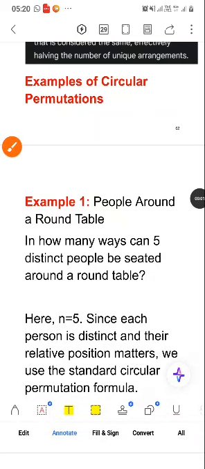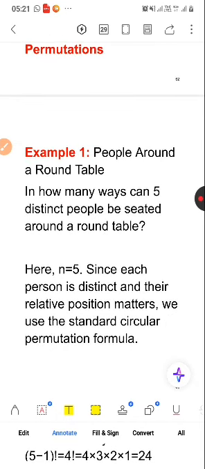In this video, we are going to solve some examples of circular permutation. So let's begin. People around a round table. Let's use that as the first scenario. In how many ways can 5 distinct people be seated around a table?